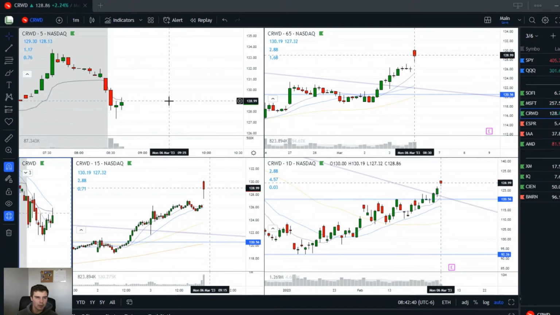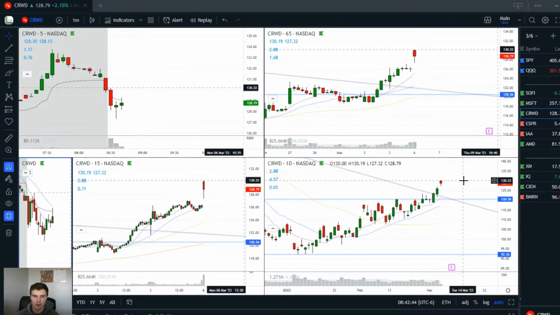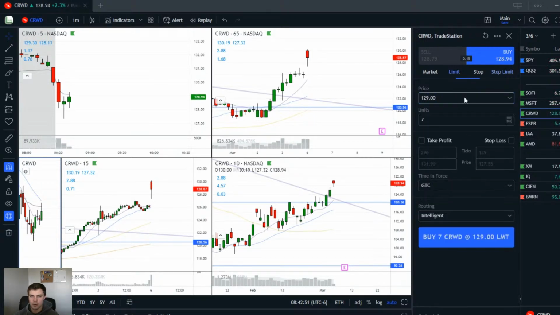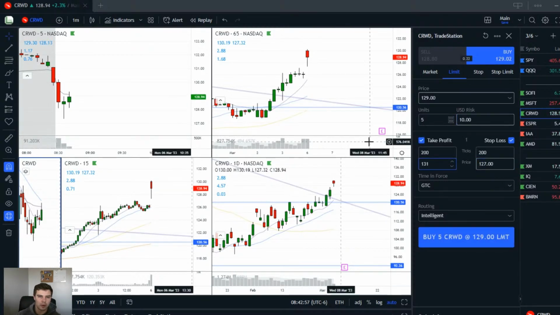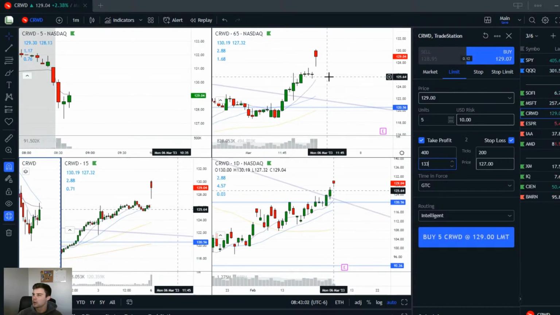Look at that volume spike, guys. I'm about to bid for this 129 by 127 on crowd. 129 by 127. Target can be 131 or 133. My bad. Let's go through the list right here.